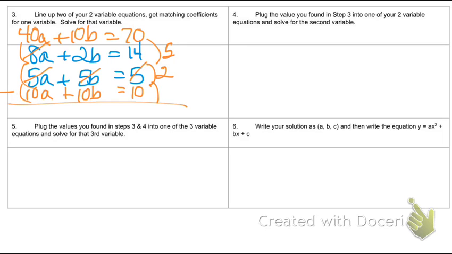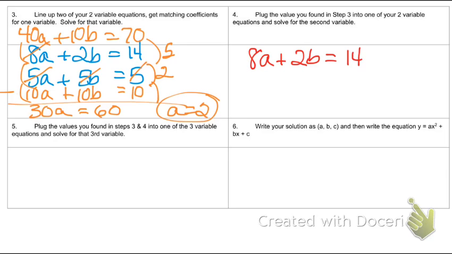So 40a minus 10a is 30a. My b's go away. 70 minus 10 equals 60. Divide both sides by 30. I get a equals 2. So now I can plug that back into one of my two variable equations. So how about we just plug it into 8a plus 2b equals 14.